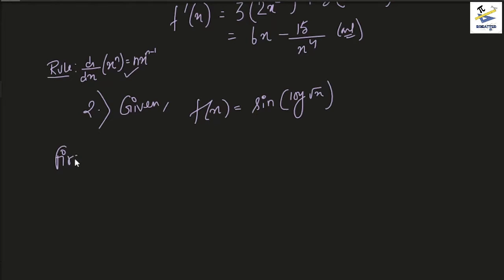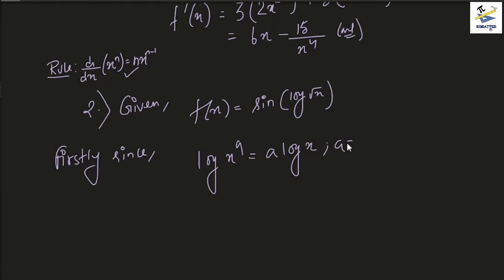So firstly, since log of x to the power a is just equal to a log x, it is true for all real a. In fact, since it is true for all real a, a not equal to 0 would be the only exclusion, because otherwise the value of the log becomes 0, and we do not really need this.